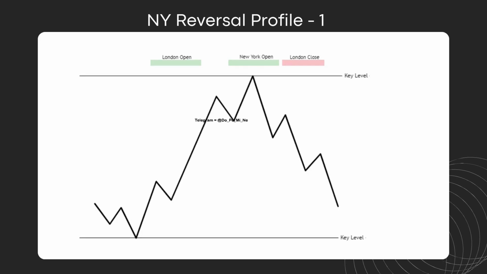Here you can see that the London Open almost reached the higher time frame key level, and then as soon as the New York Open segment of the day starts, it tests the higher time frame key level and then reverses from there immediately.